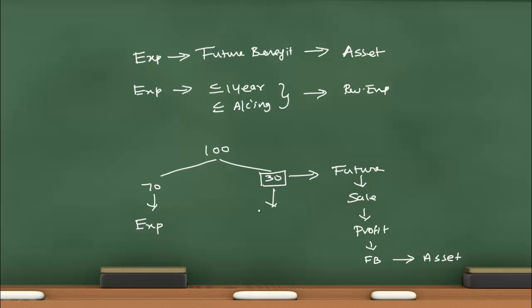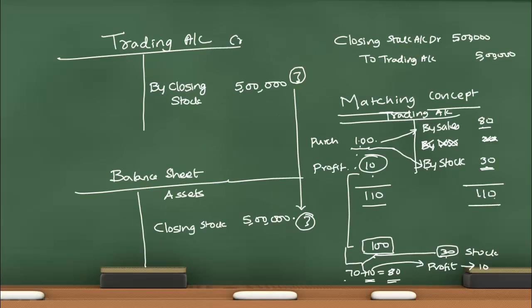So it is for that reason this 30 is shown on the asset side. Students, understand the logic behind the treatment. Don't get bogged down by the rule. Understand the logic. It is for this reason closing stock is shown as an asset in the balance sheet.